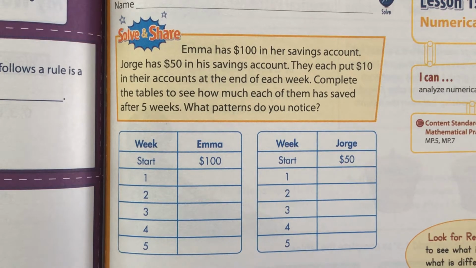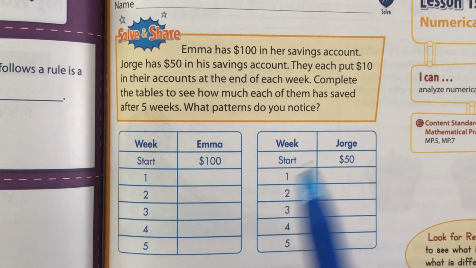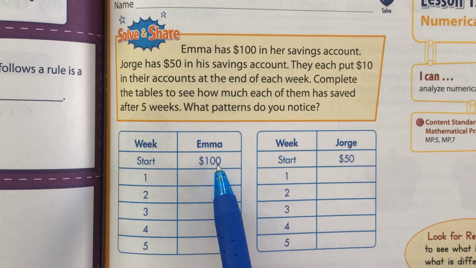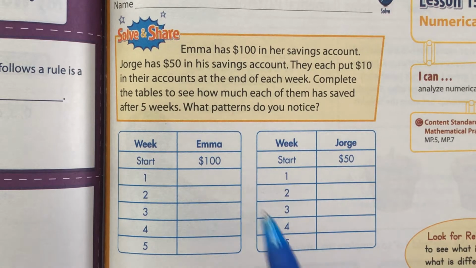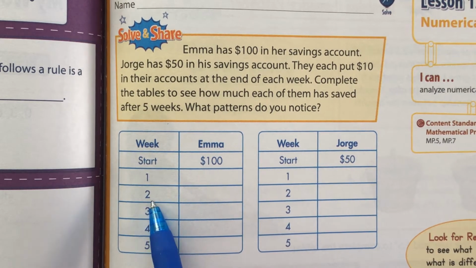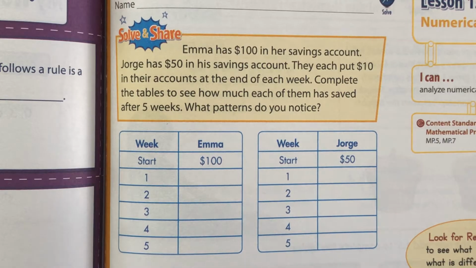All right, so it says Emma has $100 in her savings account. Jorge has $50 in his savings account. They each put $10 in their accounts at the end of the week. Complete the tables to see how much each of them has saved after 5 weeks. What patterns do you notice? All right, so let's start with Emma. Emma has $100 to start. Each week, how much money does Emma put in her savings account each week?